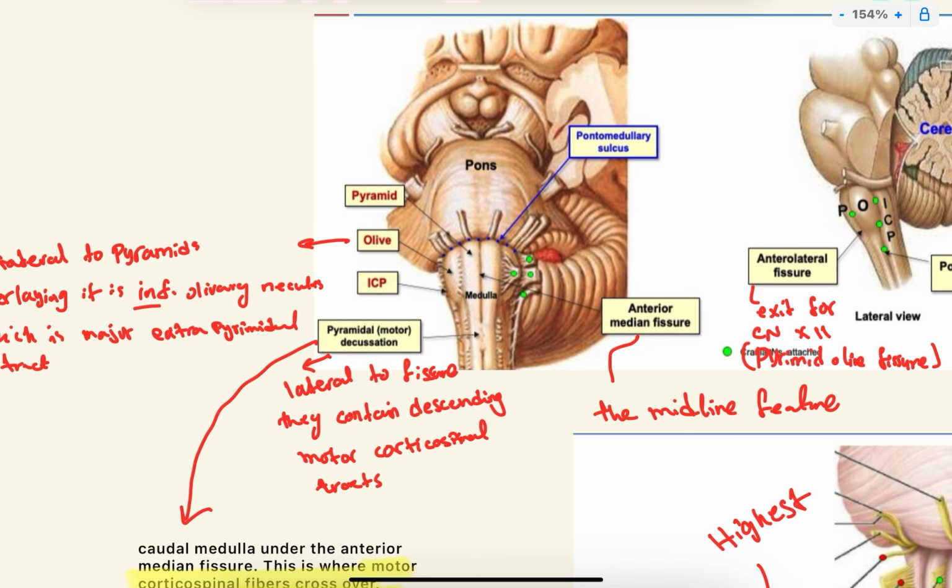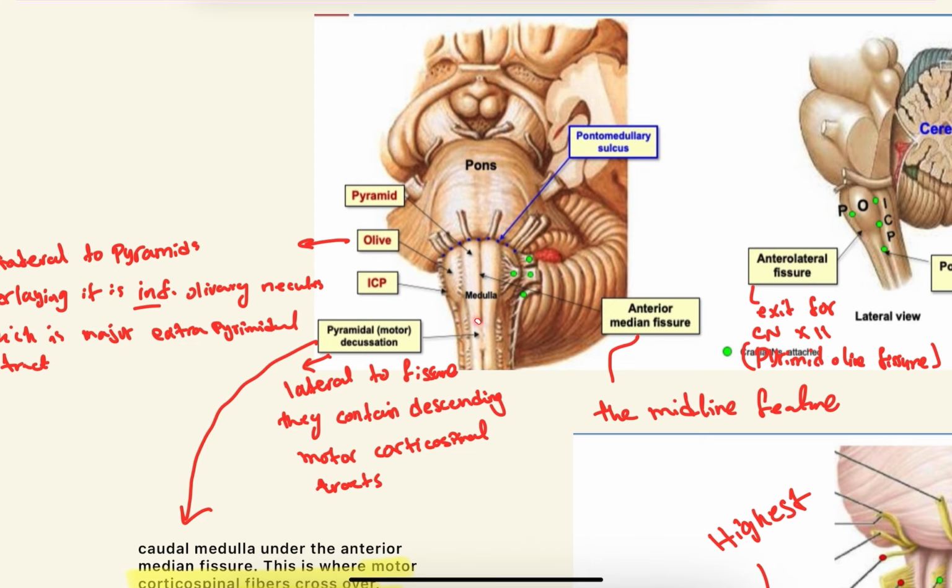So here I have this fissure. It's called the anterior median fissure, and it's the midline feature. And then I will see here a pyramid, and here a pyramid. Here, this is called an olive, okay, on each side. So first I have what? Median fissure, and then medial to it is the pyramid, then the olive, and then the inferior cerebellar peduncle.